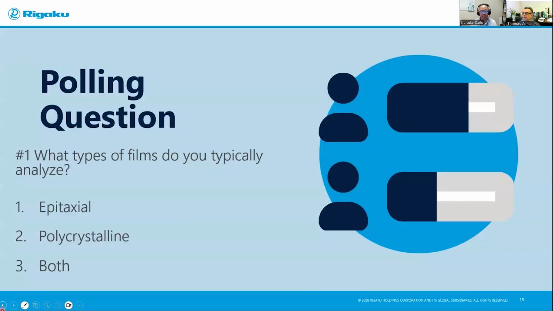We've got a polling question for everyone, so let me get that launched. As everybody can see, it's: what type of films do you typically analyze? The answers are epitaxial and polycrystalline. We're getting a pretty good mix of answers here, Keisuke, so far. About half of you have answered, and a lot of you do both. A lot of you do polycrystalline, and many of you just do epitaxial. So we're seeing a good mix of users here. Give the poll another 10, 15 seconds.